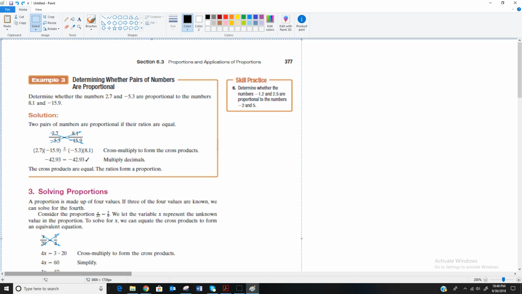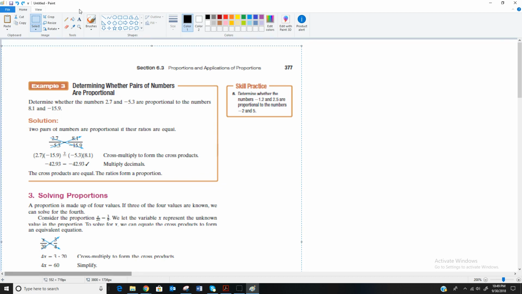So now we've got another example. It's not written out for us, but they give us the numbers so we can write them in ourselves. It says, determine whether the numbers 2.7 and -5.3 are proportional to the numbers 8.1 and -15.9. So we want to know, is 2.7 to -5.3 proportional to 8.1 to -15.9? So let's go ahead and cross multiply.